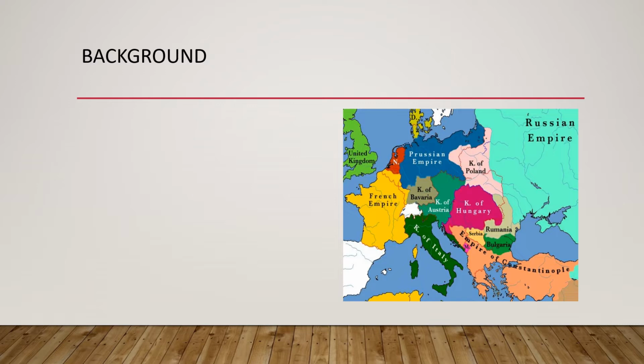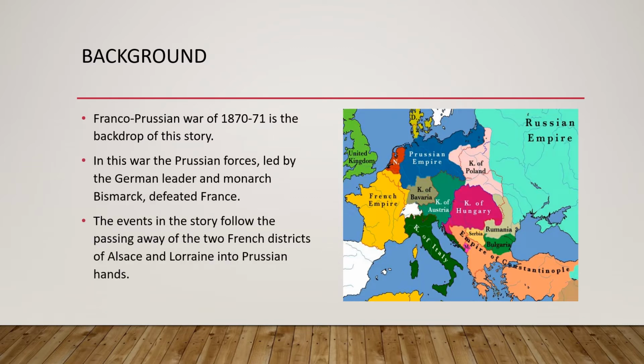Let's understand the background of the story because it plays a very important role in the story. The background in the story is a looming presence. It's the canvas on which the emotions and the characters have been painted so brightly by the writer. The Franco-Prussian War, which took place in 1870-71, is the backdrop against which the story is set. France was invaded by the Prussian forces led by their leader Bismarck, and soon Prussian forces conquered the border districts of Alsace and Lorraine.